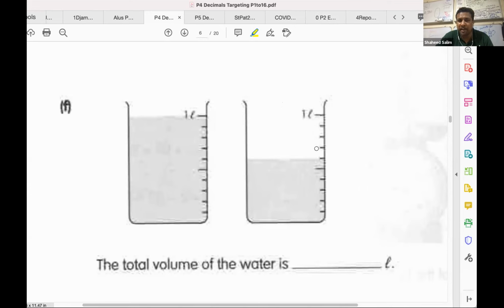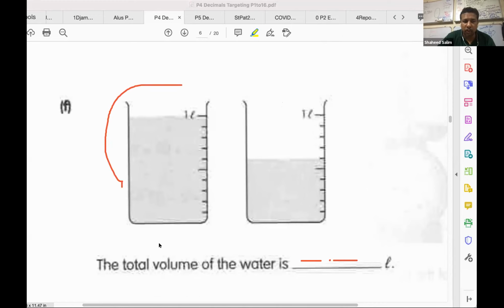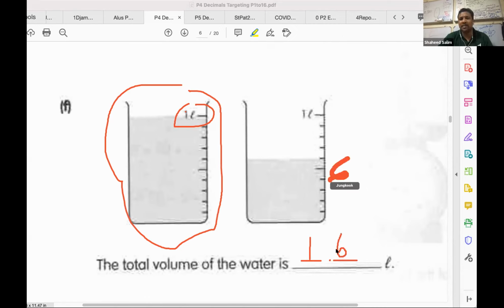Okay. Come on. You count. How many parts are there here? So your answer should be there. This one is how many? They tell you how many down here. You can see, right? Down here, 1 liter. So put the 1 here. This one count 1, 2, 3, 4, 5, 6. 1.6 liters. Yes, 1.6 liters.